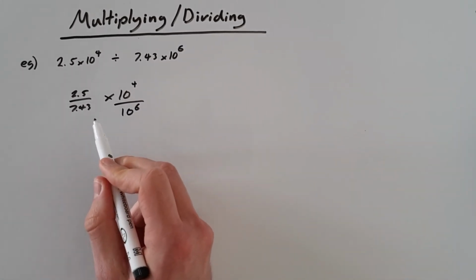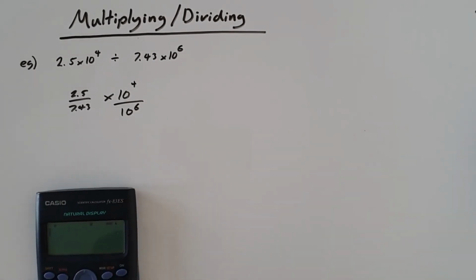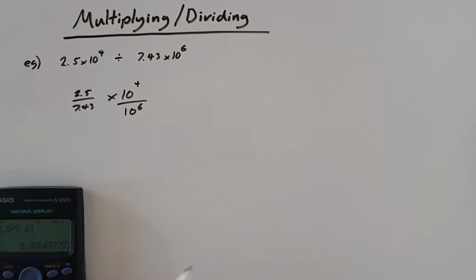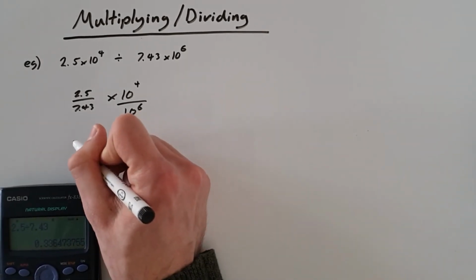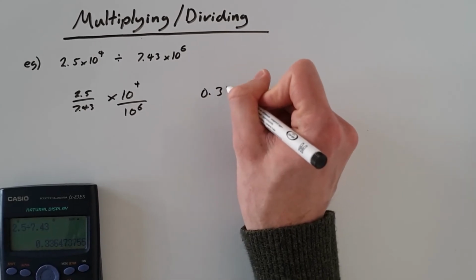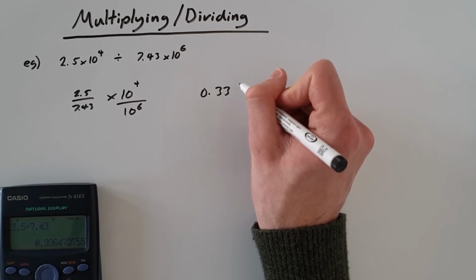So we'll do our first bit out the front to start with. We want 2.5 divided by 7.43. And that gives us 0. I'll do this over here actually. 0.336. Let's do it to 3 decimal places here.